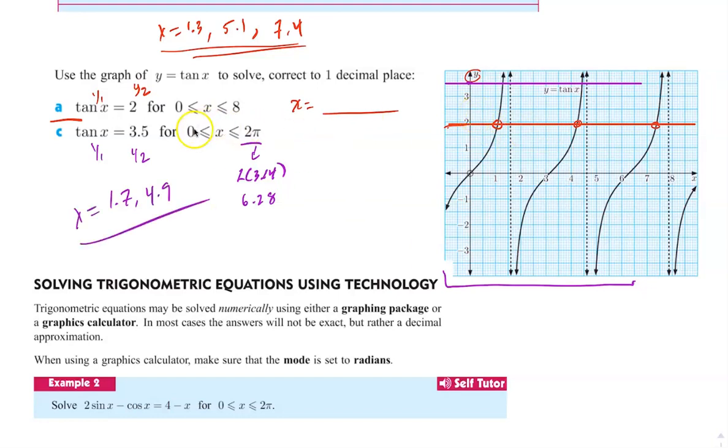So keep in mind, all you're doing is graphing the two things. Luckily, tan's already graphed for us. And then we just graph y equals 3.5 and see where they cross. In this case, keeping in mind the domain, they only cross two times. And I can estimate them. So that's how you solve by graphing.